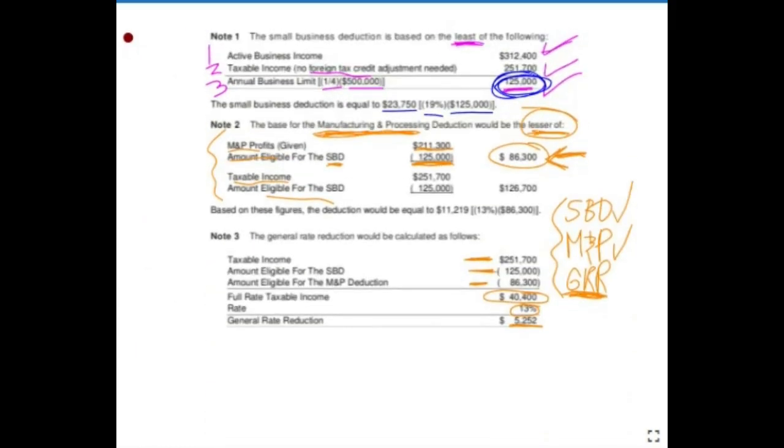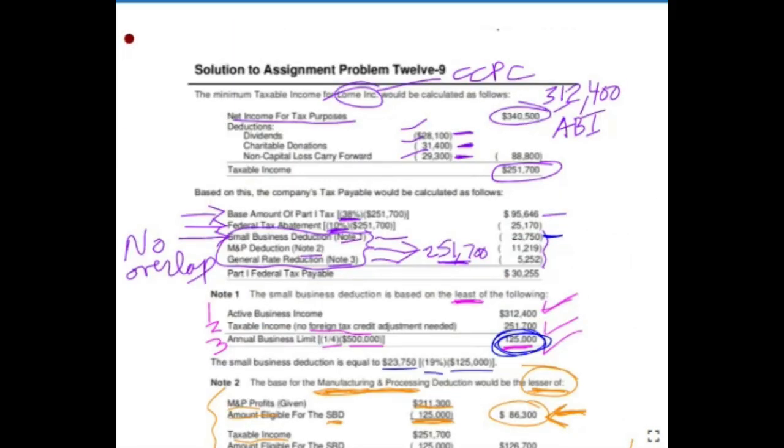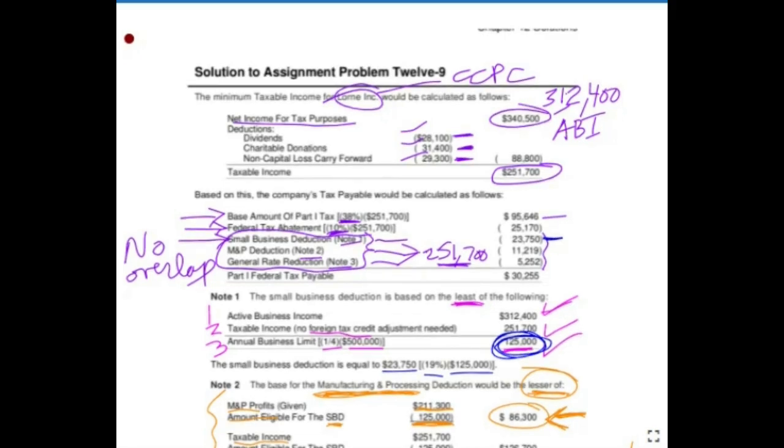Are there any questions? So I'll just summarize here. So we have our base minus our federal tax abatement, minus our small business deduction, minus our M&P, minus our GRR. All of those gets us to our actual, what we call Part 1 federal tax payable. That Part 1 is what we're learning about in chapter 12. There are some other federal tax situations. We'll learn some other ones in chapter 13.